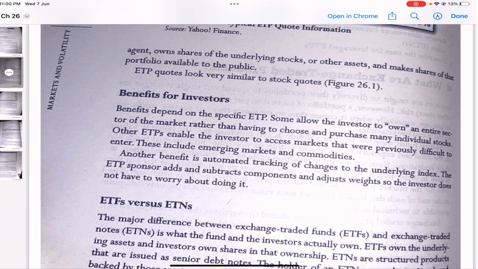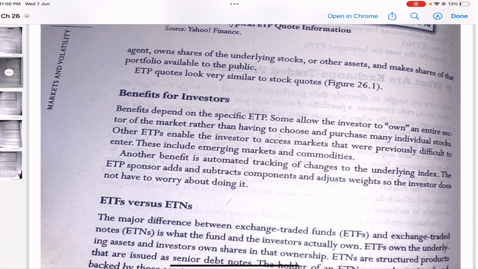Some allow the investor to own an entire sector of the market rather than having to choose. If I want to buy all the stocks in the pharmaceutical sector, it's not possible, right? But if I want to do so, I can buy an ETF of the pharmaceutical sector. In that case, there is a proportion of every single stock in the ETF. So that is one advantage: if I want to own an entire sector, I can do that.